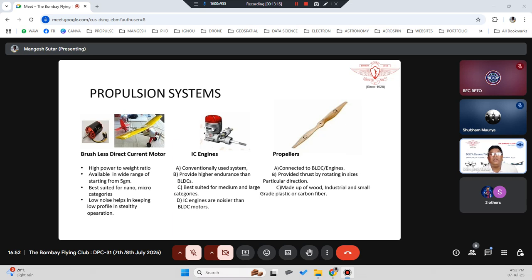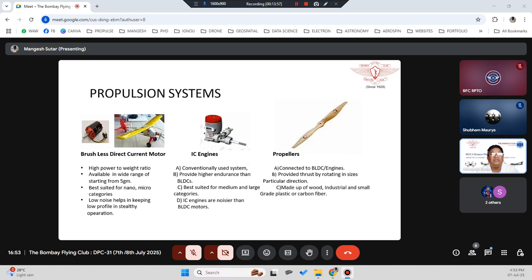Basically, these are used for any kind of stealth operation or limited area of operations you want to do. These are low noise, because you will not hear the noise of the motors. But these are very limited, because these BLDC motors are powered by batteries. So the battery will definitely have less endurance. Compared to that, IC engines are conventionally used systems and provide higher endurance than BLDC, best suited for medium and large categories. IC engines are noisier than BLDC motors. So that's why they are always flown at a great height, 2000 feet, 4000 feet, 10,000 feet kind of thing.